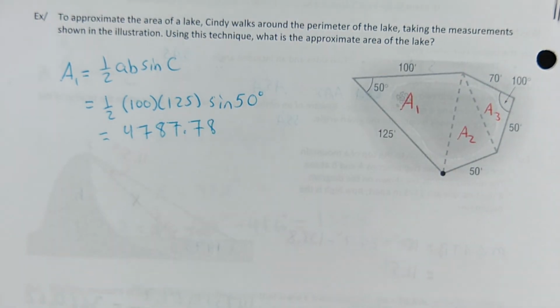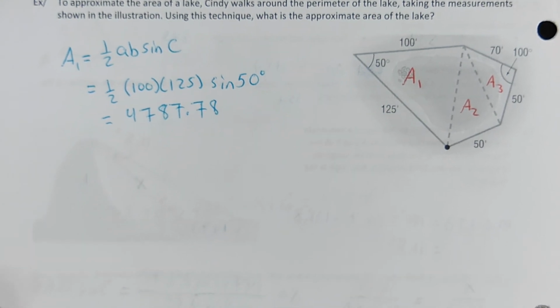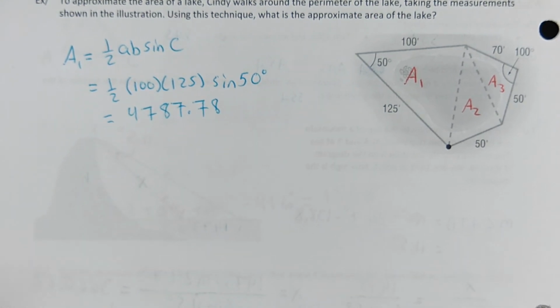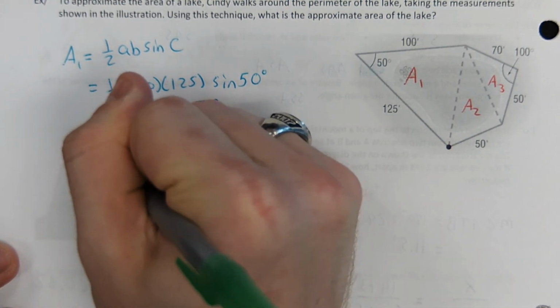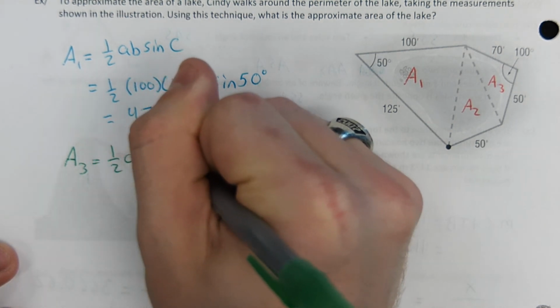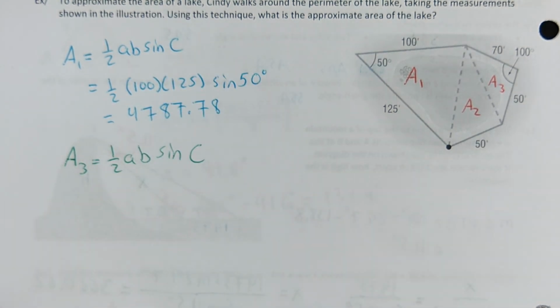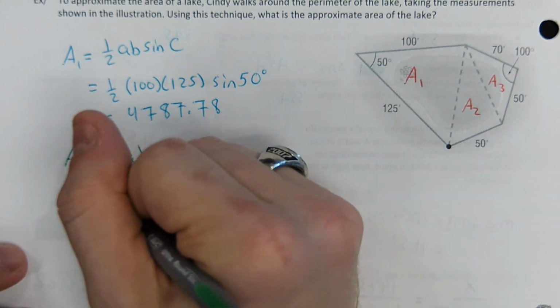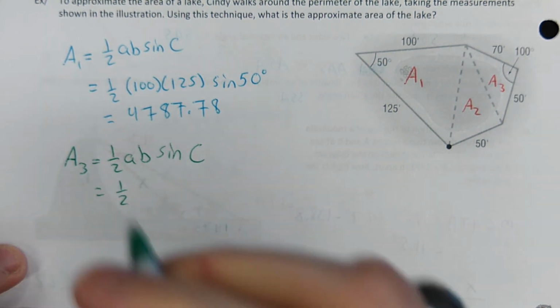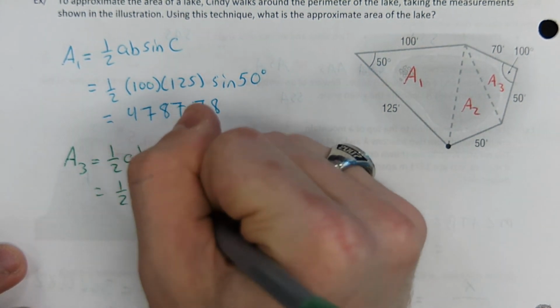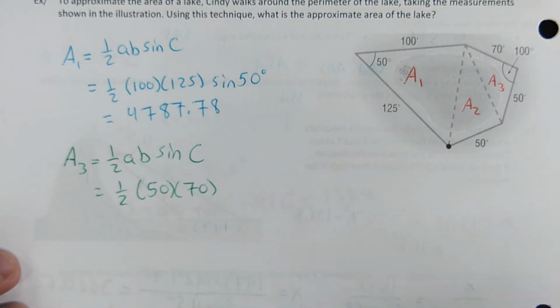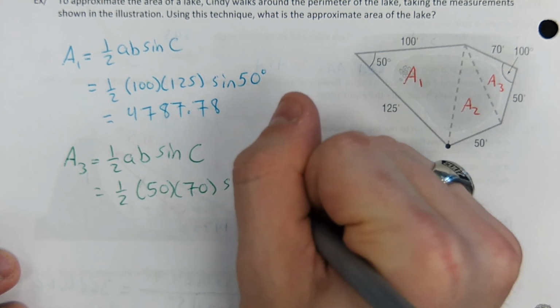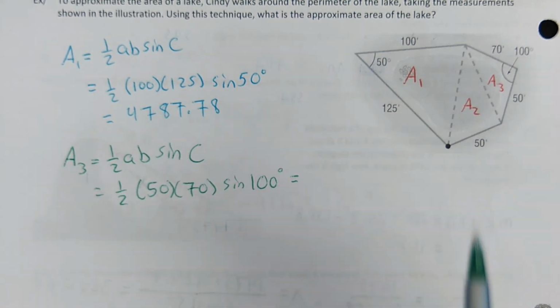Now, we can find area 3 in the exact same manner. And since I have all these lovely colors, area 3 is going to be green. 1/2 AB sine C. Clearly, A, B, and C are just placeholders. 1/2, 50, 70, sine of 100 degrees. That equals some number I don't know.